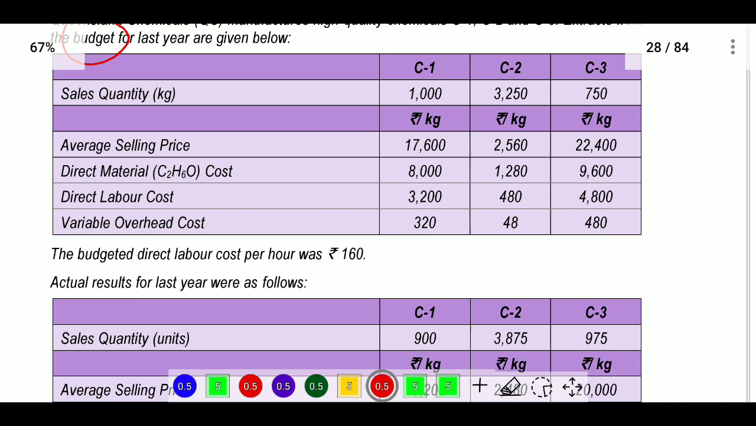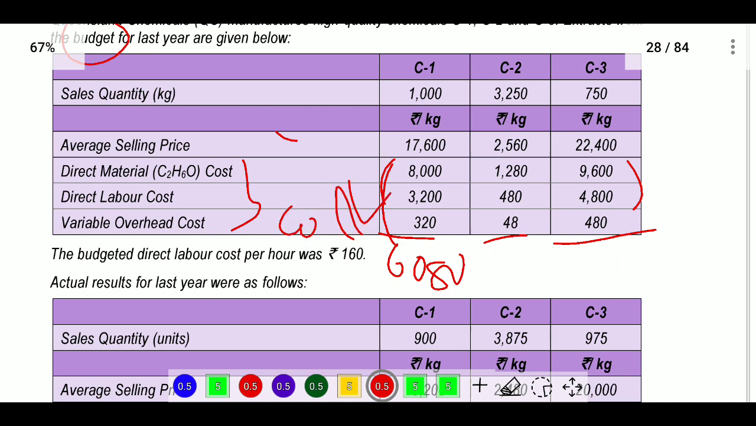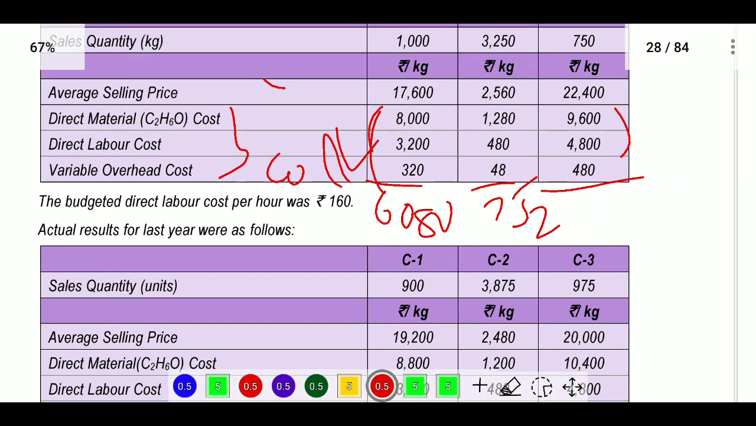If you take this directly, they have provided all the costs and the selling price, so we will deduct all three items and we will get the contribution. What will we get as the contribution? 17,600 minus 8,000 minus 3,200 minus 320. We will get 6,080, that is the contribution. And 2,560 minus 1,280 minus 480 minus 48, so we will get 752 contribution. And 22,400 minus 9,600 minus 4,800 minus 4,080 minus 480, so we will get 7,520 as the contribution.